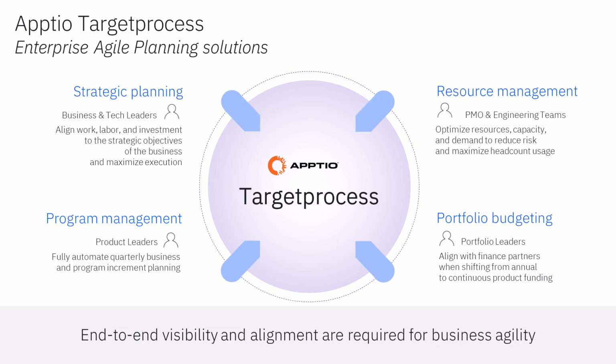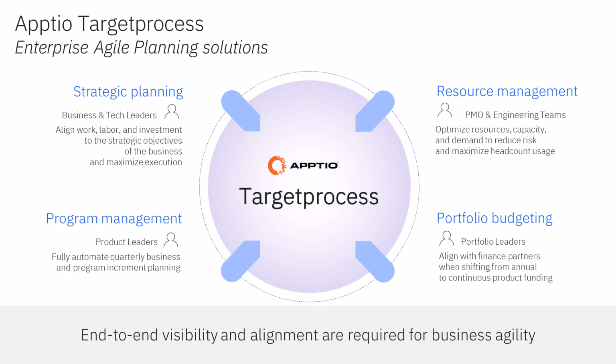So Target Process gives portfolio managers end-to-end visibility to work, resources, and budgets, ensuring that they are always aligned to the strategic priorities of the organization throughout the product lifecycle. With Target Process, portfolio managers have a single source of truth that helps them make hard and informed decisions around budgets, resources, and capacity. With Target Process, a portfolio manager can execute their quarterly, monthly, and ad hoc plans.